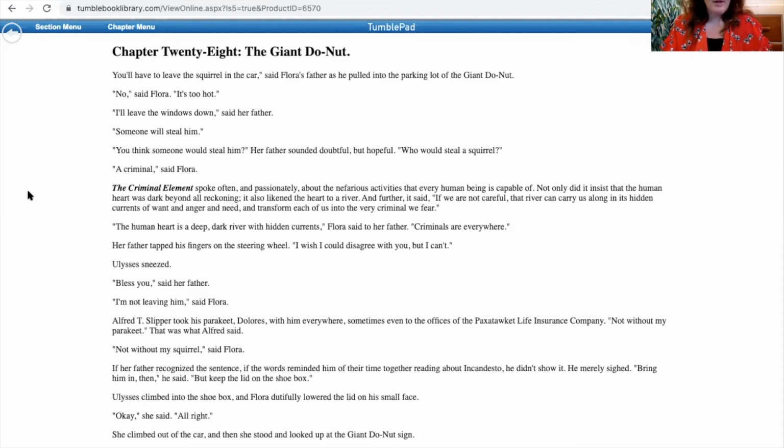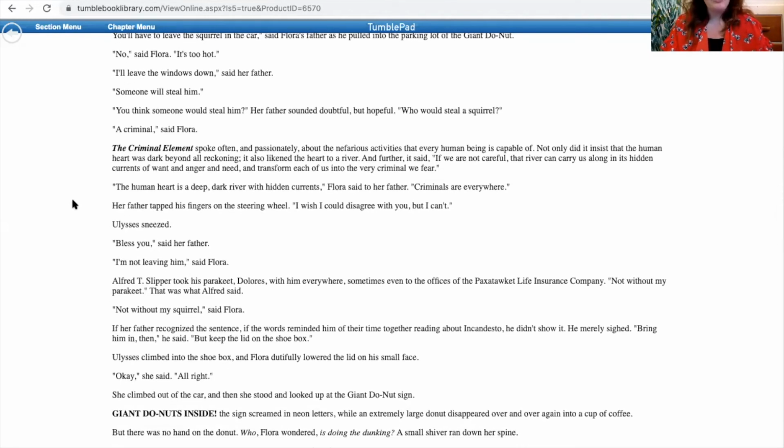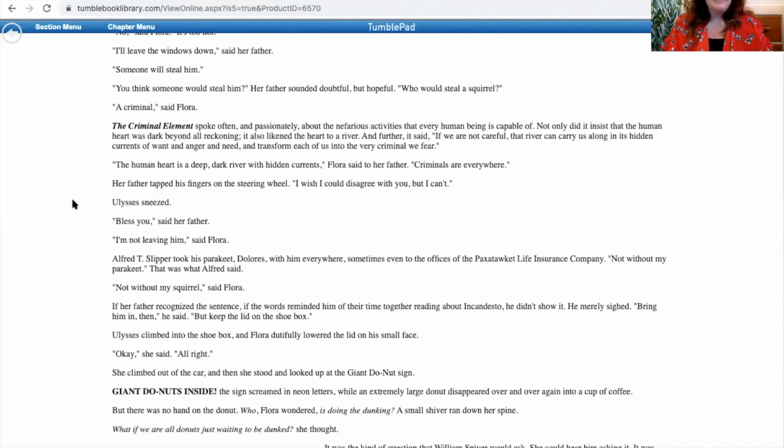A criminal, said Flora. The criminal element spoke often and passionately about the nefarious activities that every human being is capable of. Not only did it insist that the human heart was dark beyond all reckoning, it also likened the heart to a river. And further, it said, if we are not careful, the river can carry us along its hidden currents and want and anger and need, and transform each of us into the very criminal we fear. The human heart is a deep, dark river with hidden currents, Flora said to her father. Criminals are everywhere. Her father tapped his fingers on the steering wheel. I wish I could disagree with you, but I can't. Ulysses sneezed. Bless you, said her father. I'm not leaving him, said Flora.